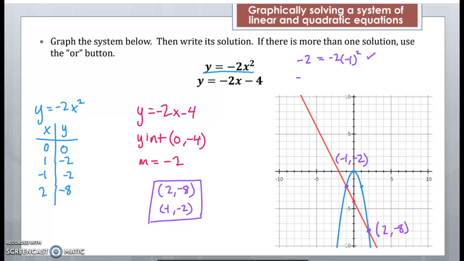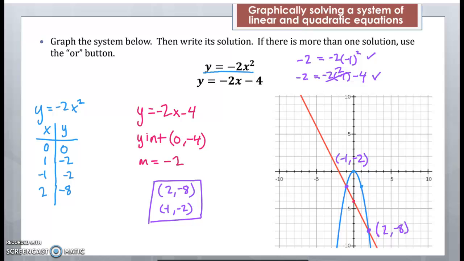So for the second equation, we plug in negative 2 for y. Then we have negative 2 times negative 1 minus 4. Well, this becomes a positive 2, and 2 minus 4 is negative 2. So that point works for both equations, so I know it's a solution.